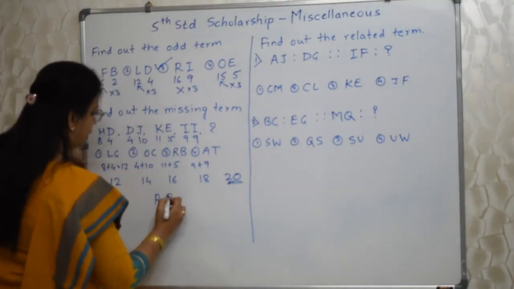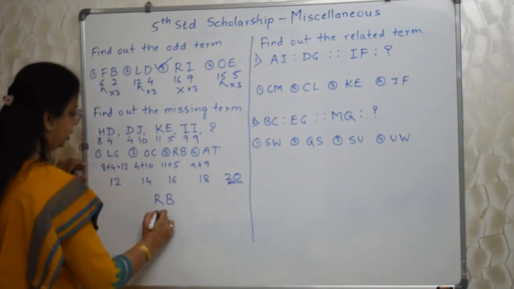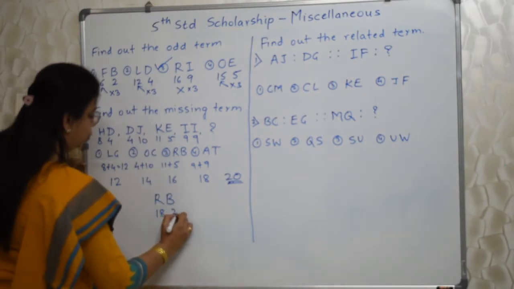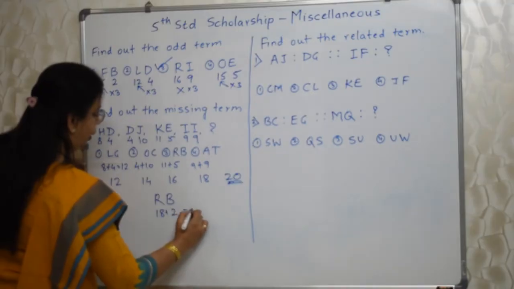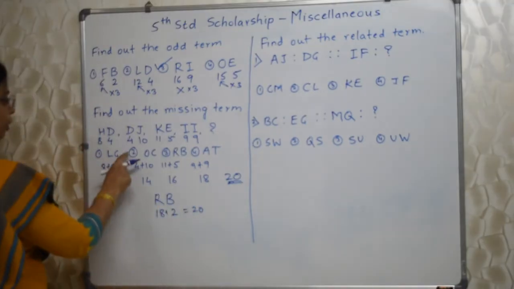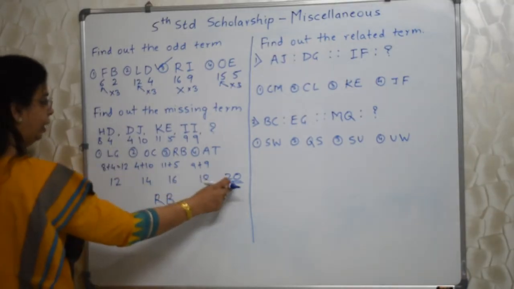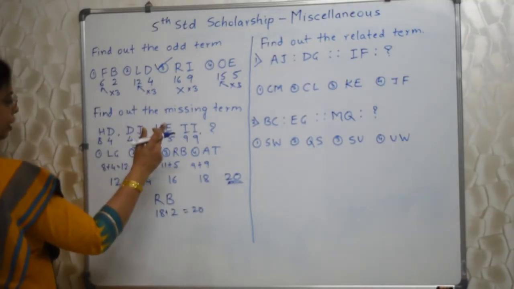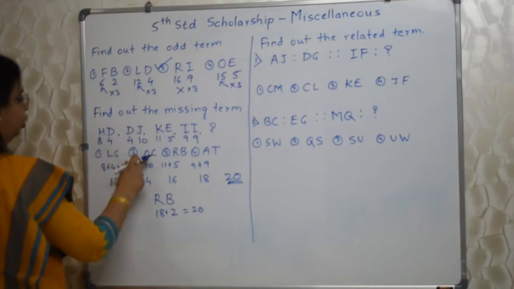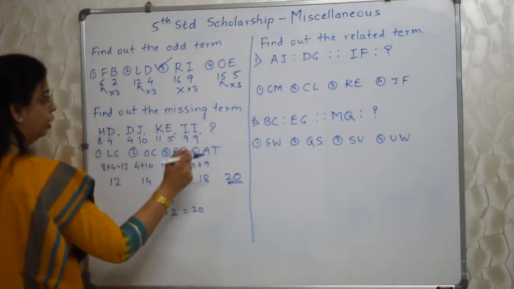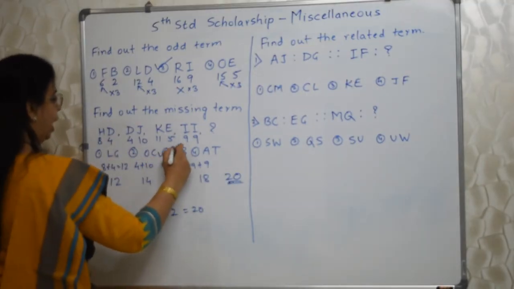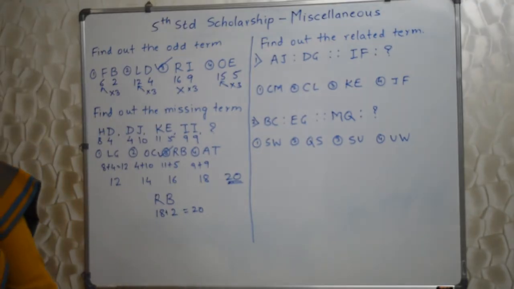I am writing it here. RB, which is the correct answer. R is 18, B is 2. Addition is 20. See, you have to write the roll numbers of all and then see if addition is 20, then your option is correct. But the addition of LG, OC and AT, it's not coming to 20. Only RB is 20. So our option is third, RB.